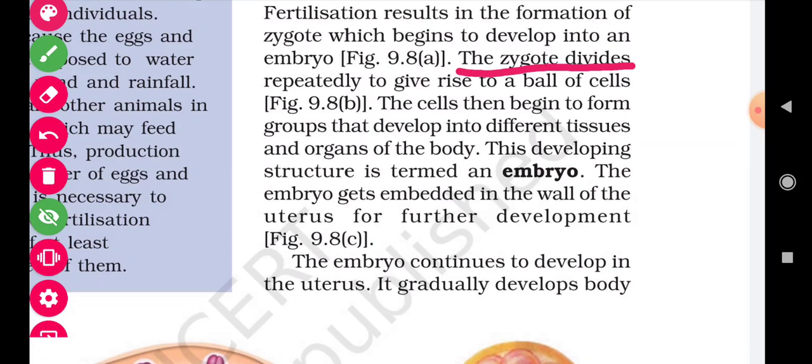The zygote divides repeatedly to give rise to a ball of cells. The cells then begin to form groups that develop into different tissues and organs of the body. This developing structure is termed as embryo. The embryo gets embedded in the wall of the uterus for further development.